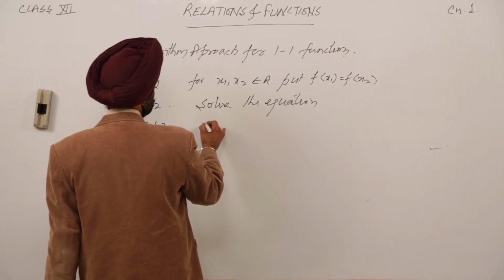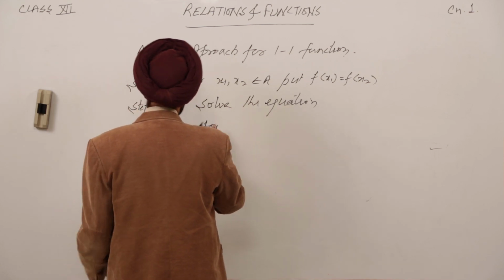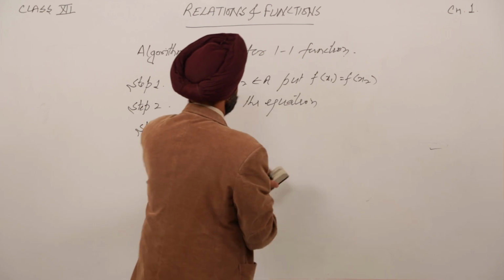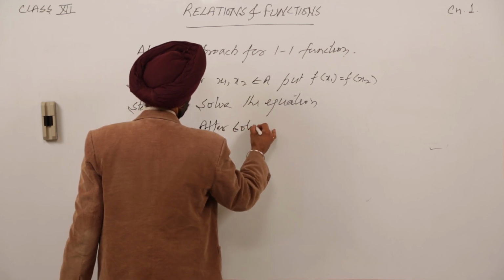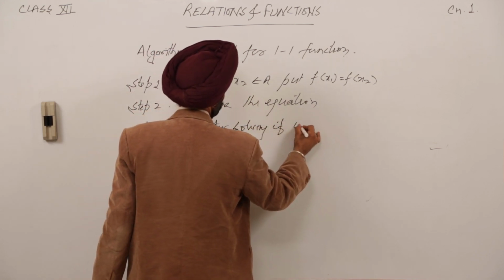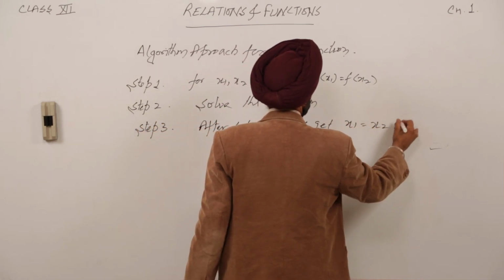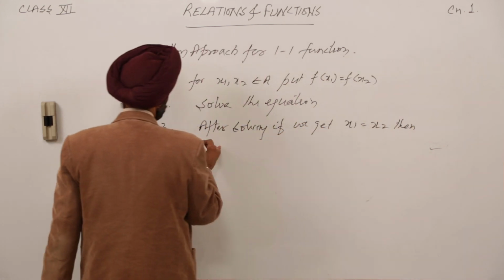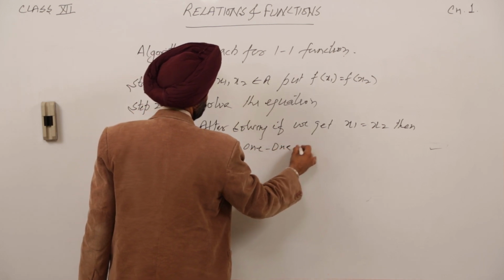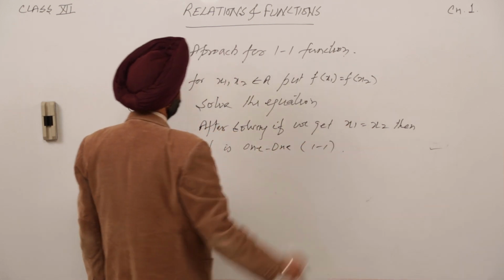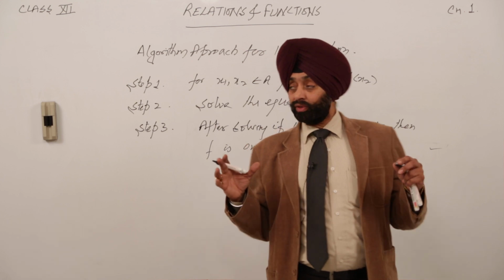And step 3: after solving, if we get x1 is equal to x2, then the function is one-one. You can write it like this also, one-one. Now these are the 3 steps for a one-one function. Now how can we solve it?